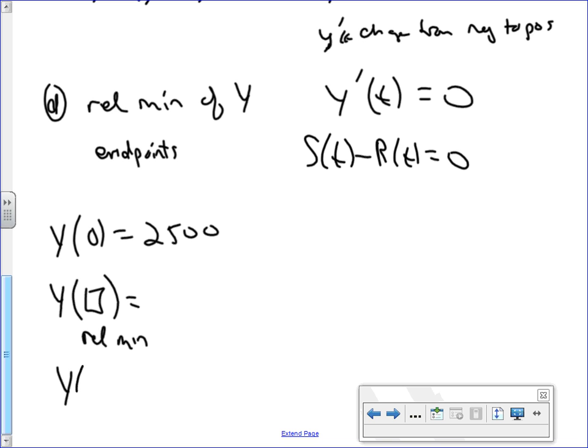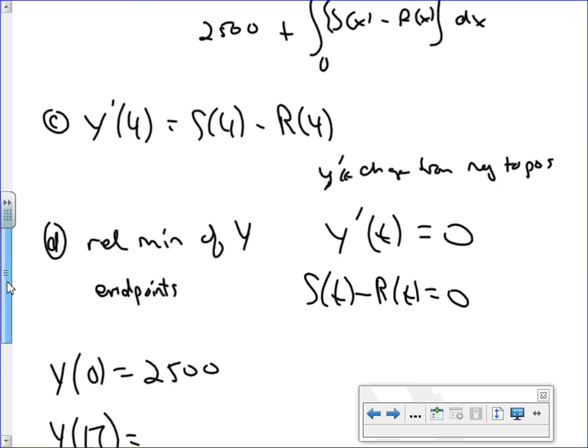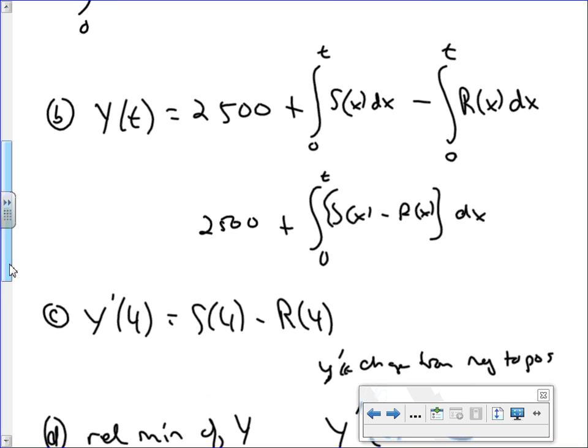And then y at the end. What's the end of this? Y of 6. And unlike the last time, they hadn't already asked us this question. But you tell me, how are you going to find y of 6? How do we find y of t? You just put it in here, okay?